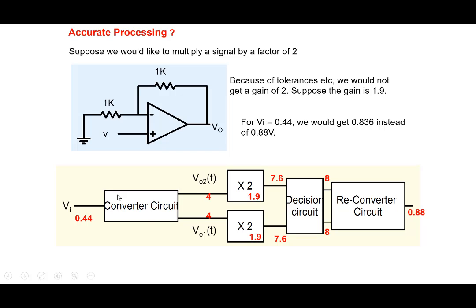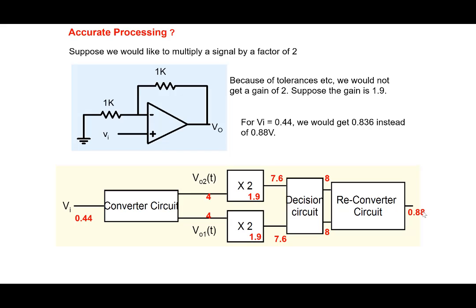So note that despite the error in multiplication that you see here, we are able to multiply accurately and get the accurate result here, 0.88. 0.44 multiplied by 2 gives us 0.88. So in the previous case, we had noise that was causing a problem for us. In this case, we have error, and the error is causing a problem in doing accurate processing.